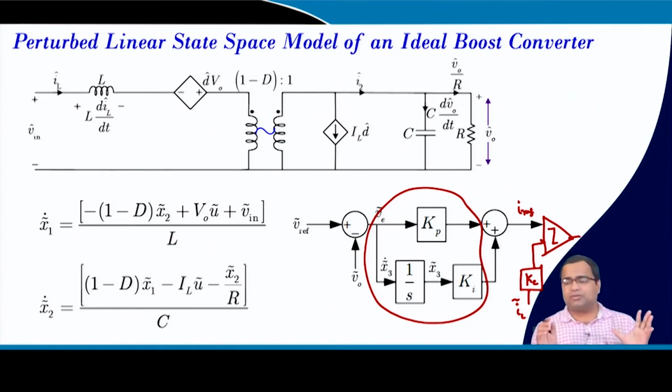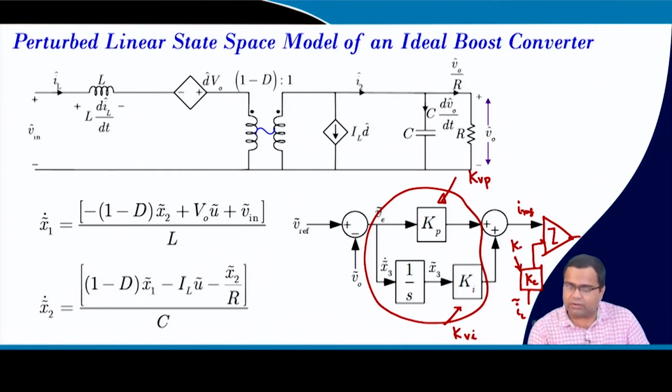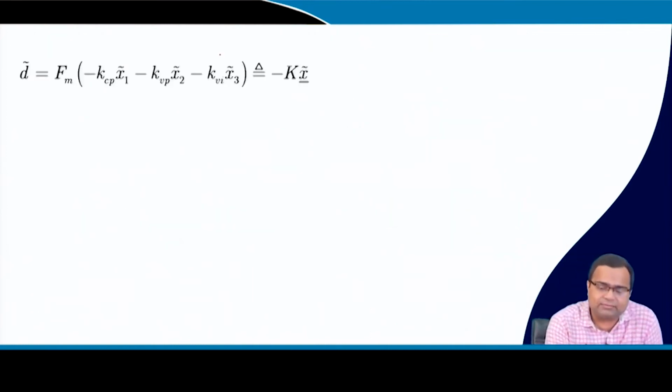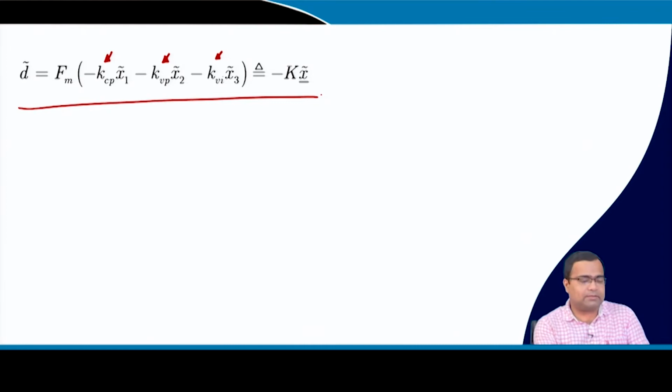So, in this state feedback control, we are taking both the current state and the voltage error, where we have a proportional gain of the voltage controller, which we write as KVP, the voltage controller proportional gain. This is the voltage controller integral gain, and this is nothing but your current controller proportional gain. We can frame these into the feedback control, where the duty ratio is generated by their combination.